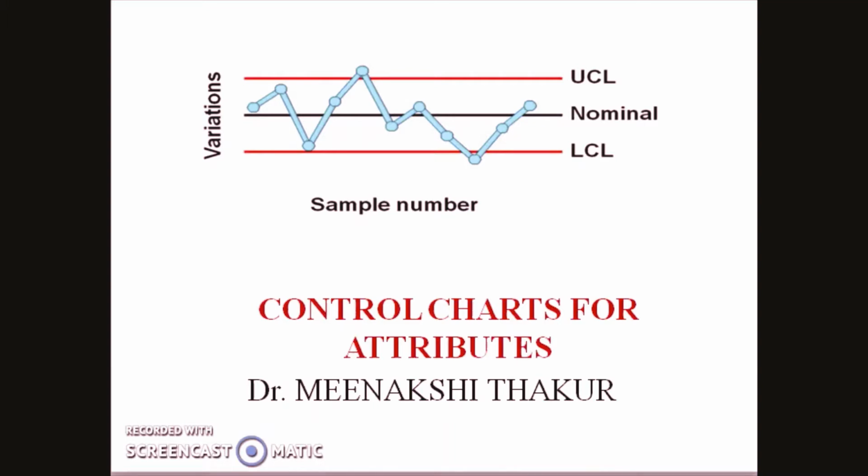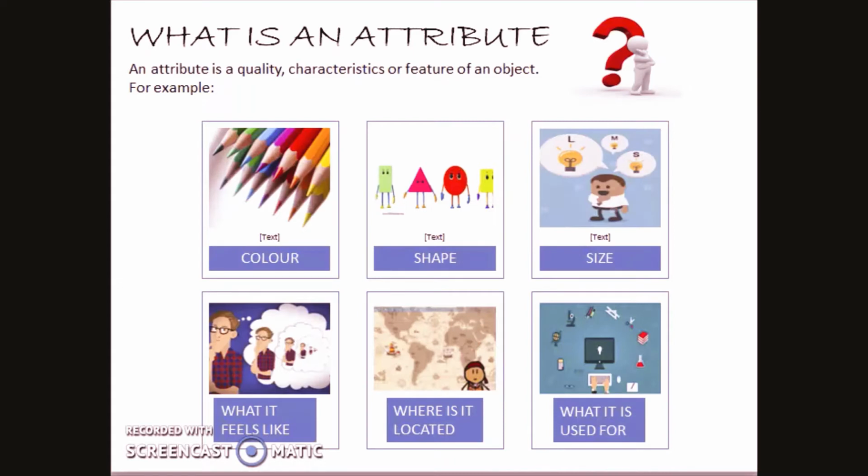So let's understand first what is an attribute. Basically, an attribute is a quality, characteristic or feature of an object. For example, a color, shape, size, what it feels like, where it is located, what it is used for. So this is how we define an attribute of an object. In quality control, attributes refer to those quality characteristics which classify the items or units into one of two classes. That is, either they are conforming or non-conforming, defective or non-defective, good or bad.